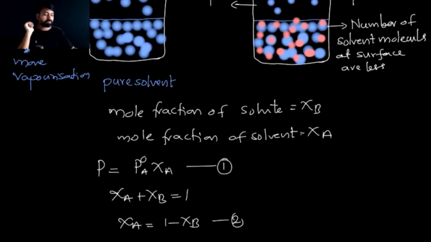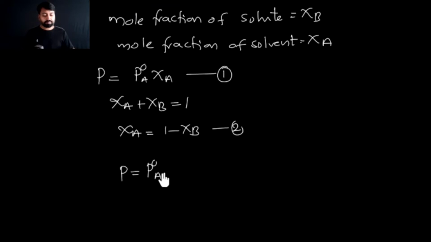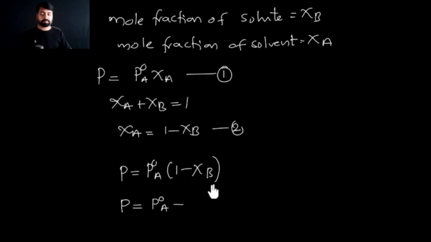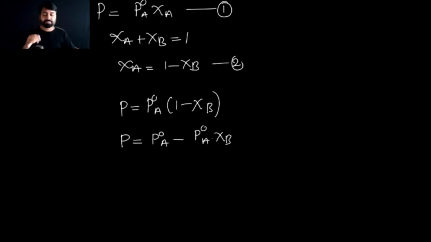Then comparing equation 1 and 2, we can write P equals P naught of A multiplied by 1 minus xi of B. This is what we get. Again, we will simplify this. P, which is the total pressure here, equals P naught of A minus P naught of A into xi B. Xi B, once again I will repeat, is the mole fraction of solute. It is not the mole fraction of solvent, it is the mole fraction of solute. Keep it in mind, it's important because most students get confused with this.